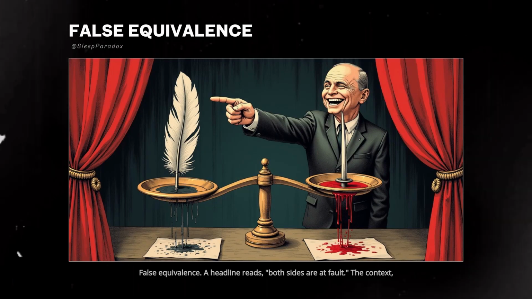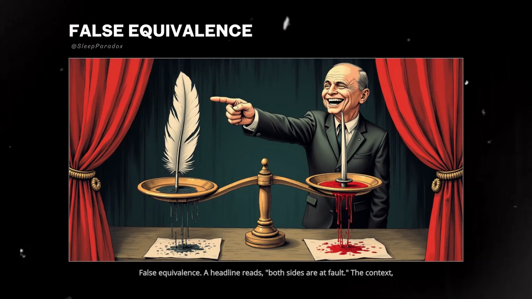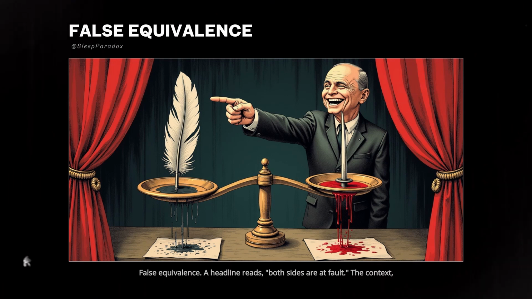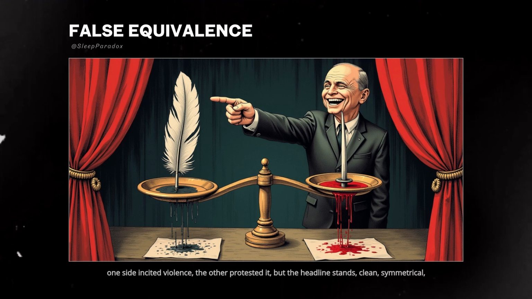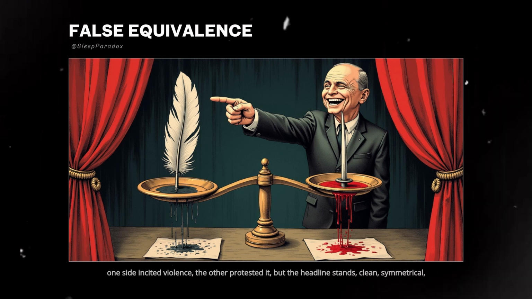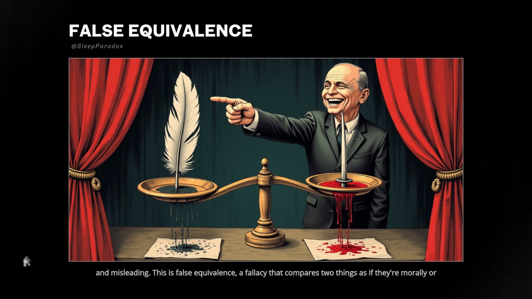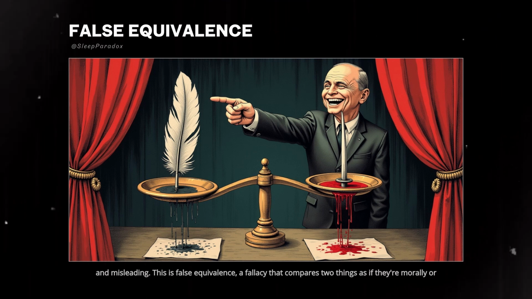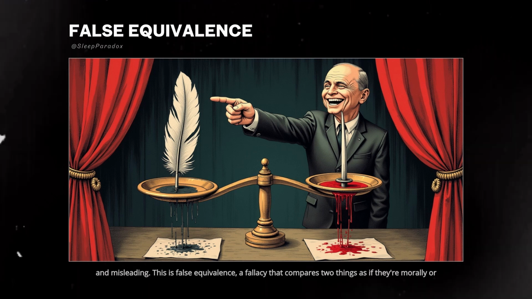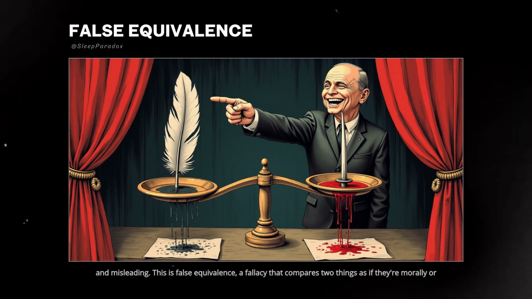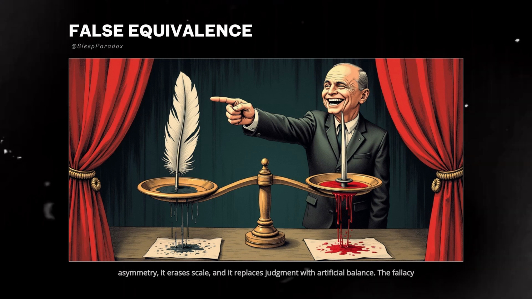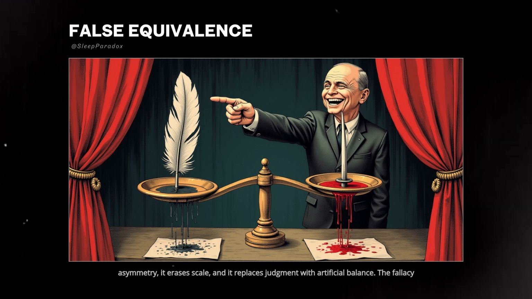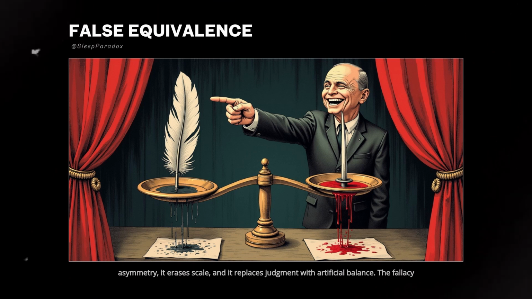False equivalence. A headline reads, "Both sides are at fault." The context: one side incited violence, the other protested it, but the headline stands. Clean, symmetrical, and misleading. This is false equivalence, a fallacy that compares two things as if they're morally or logically equal, even when the differences between them are vast and essential. It flattens asymmetry, it erases scale, and it replaces judgment with artificial balance.